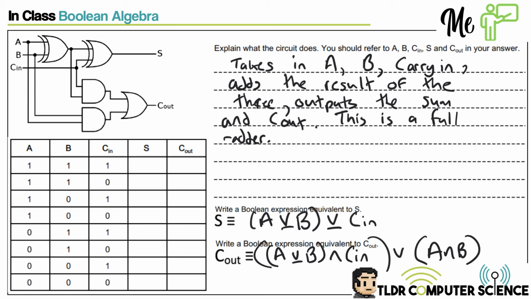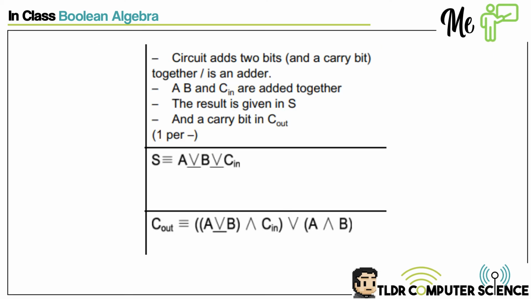Easy money. We said that we were going to review this, so let's have a look at how we get those 4 marks for the description. The circuit adds 2 bits and a carry bit and is an adder. In fact, it's a particular type of adder. It is a full adder. A, B, and C in are added together. The result is given as S and a carry bit. We did that. We didn't bullet point, but I think we're all right.